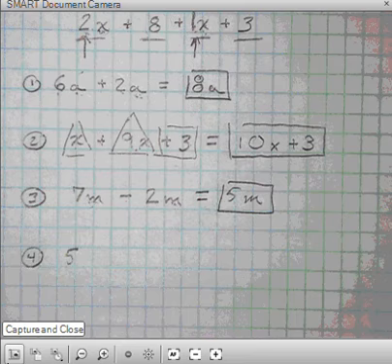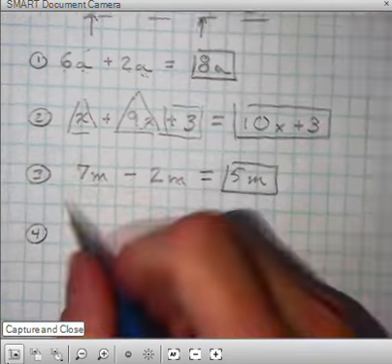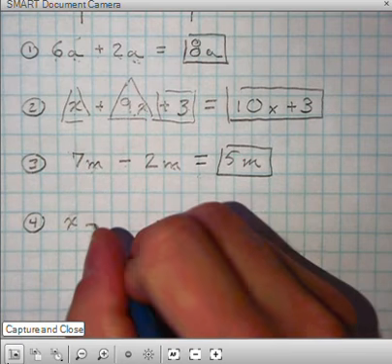I'm going to wait to do that. I'm going to wait to do this one. I'm going to skip that problem and come back to it in a second. Let's do this.